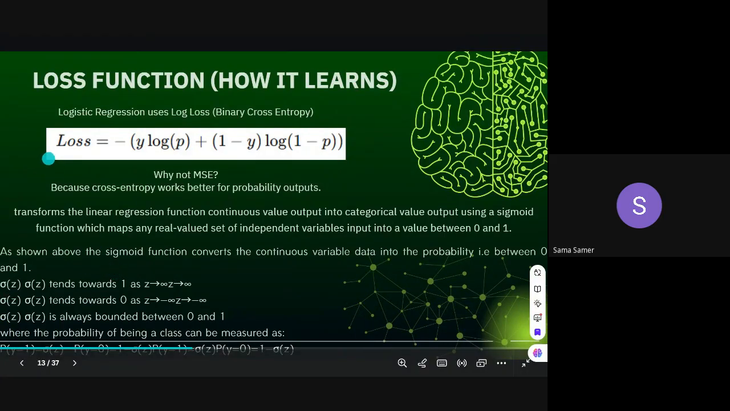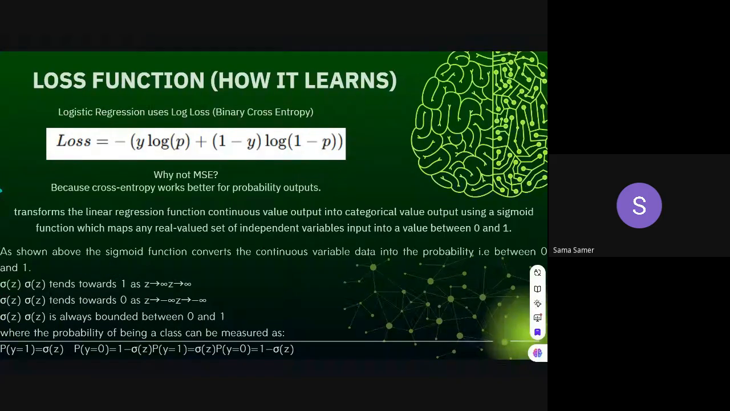Where the probability is concerned, if the probability is equal to 1, then it is sigmoid z. But if the probability tends to 0, then it is 1 minus sigmoid z. Okay, is this clear till now?